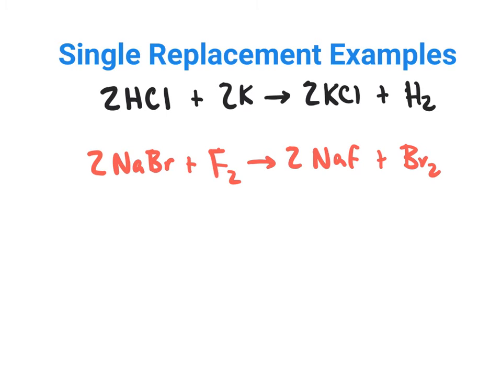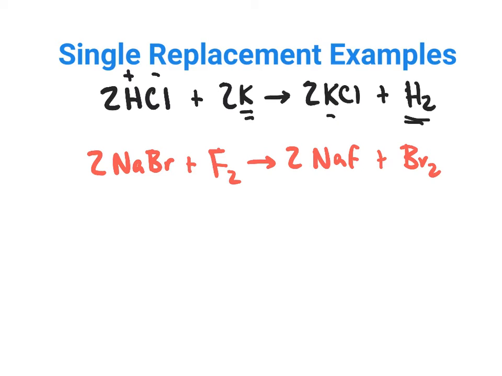Potassium is a metal, and therefore it can form a cation, which means in this compound you have the hydrogen cation and the chlorine anion. So the potassium is going to replace the hydrogen, leaving you with potassium chloride and this diatomic, or two-atom, hydrogen gas.